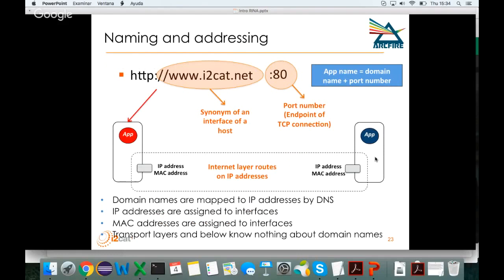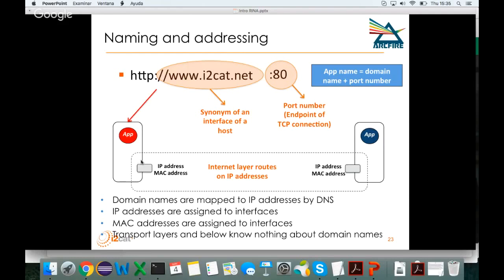Another set of issues is related to naming and addressing. Today, in our internet architecture, we don't have a real application name. The application name is just a synonym for an IP address. The internet layers or the network layers just route on IP addresses. So when you look, for example, at a URL like our company's website, educat.net, this URL is a domain name that gets resolved into an IP address by DNS, which is an external database.